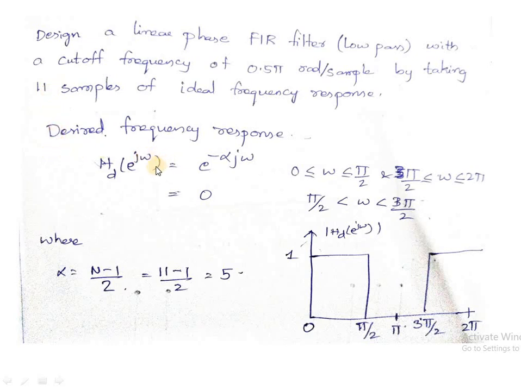Now the desired frequency response, since we are asked to design a low pass filter with a cutoff frequency of pi by 2 radian per sample, we can simply write it as H_D of e power j omega equal to e power minus j alpha omega within the frequency range from 0 to pi by 2. Since this is generally periodic in frequency, I also write that from pi by 2 to 3 pi by 2 it is 0, but from 3 pi by 2 to 2 pi it has once again a passband frequency range. Now, by taking 11 samples of the ideal frequency response, the center of symmetry lies at N minus 1 by 2, which is equal to 11 minus 1 by 2, and it is going to be 5 in this case.